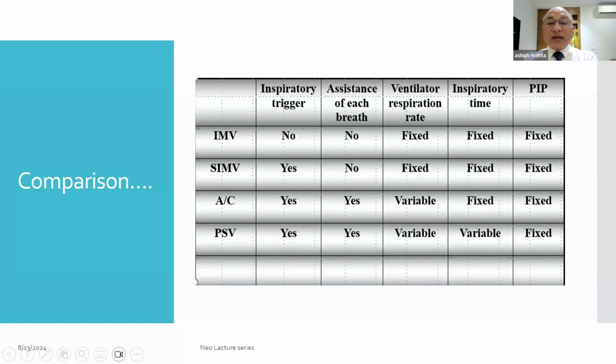When it comes to PSV, yes, you have a trigger there, and all breaths are supported. The ventilator rate is variable, the inspiration time is decided by the patient, and only the pressure is not with the baby. So that is the beauty of PSV, because it can bring a mechanical breath as near to a physiological breath as possible.